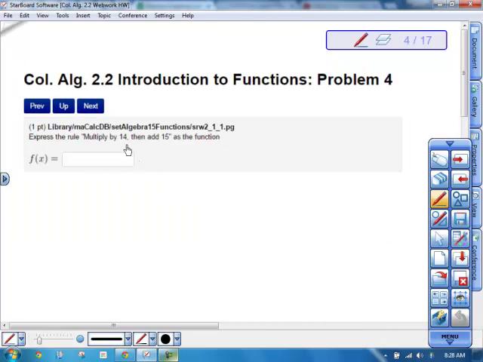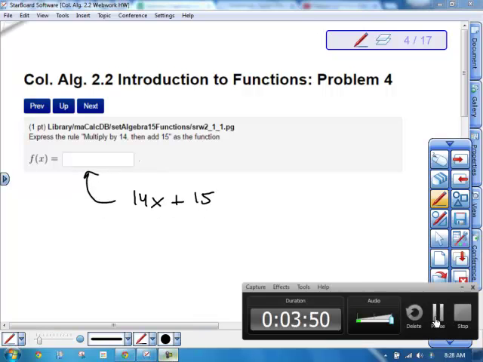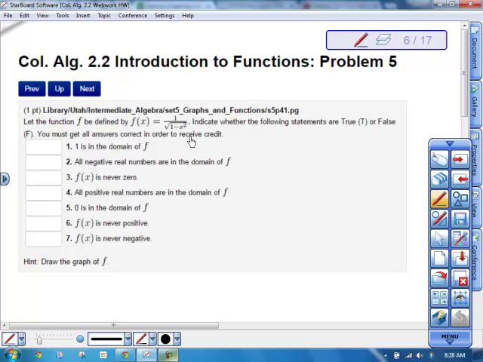All right, so if we want to multiply by 14, that'd be 14x, and then add 15. There's the rule that would describe that. Pretty simple. All right, the next problem, we need to talk about domain. Now, this is a tough problem to get the domain from, but basically there are two things we can't have in math. We cannot have a 0 in the bottom of a fraction.